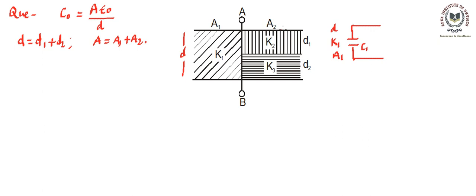Then the A2 area will have these two capacitors, which are in series. So there is going to be one capacitor, then another capacitor, and that will finally be connected with this. We can call them C2 and C3. And the points A and B are the ones across which we want to find the equivalent capacitance.